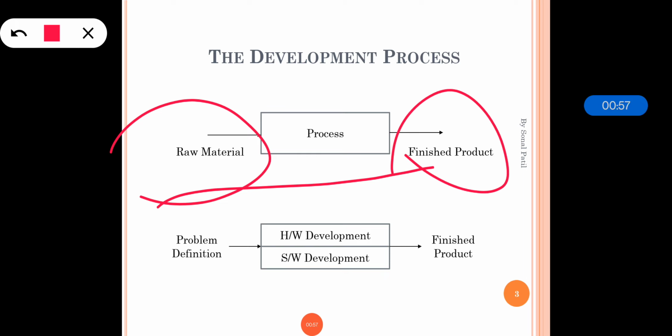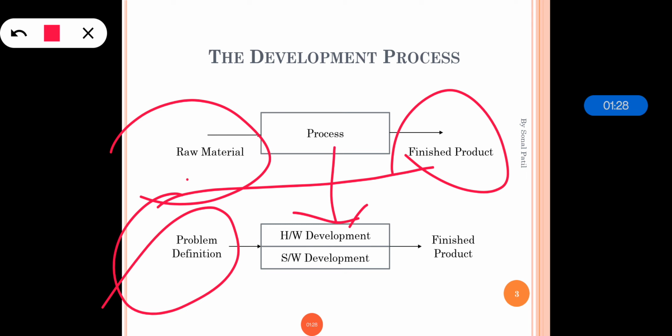For example, if a car is manufactured, the raw material is nothing but the various parts such as the chassis, engine, etc., and the finished product is the car. So the process is a step by step procedure to assemble the various parts and then test the assembled car to check whether it meets all the requirements. The same idea is applicable in the development of an embedded system. The raw material is replaced by the problem definition. The finished product is as it is.